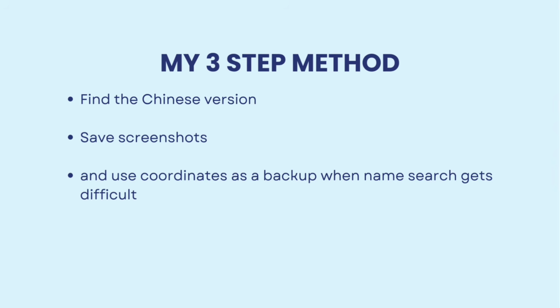So if we put my method together, it really comes down to this. Find the Chinese version, save screenshots, and use coordinates as a backup when the name search gets difficult. This is my 3-step system.